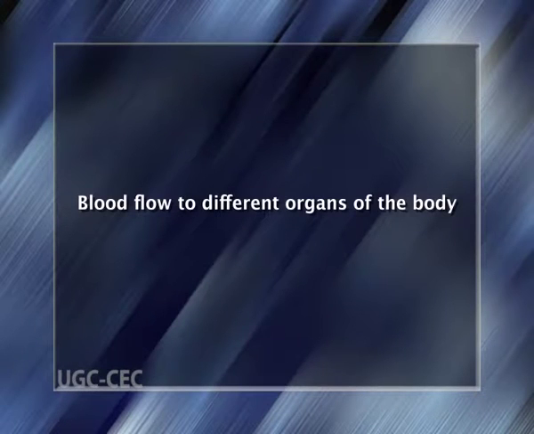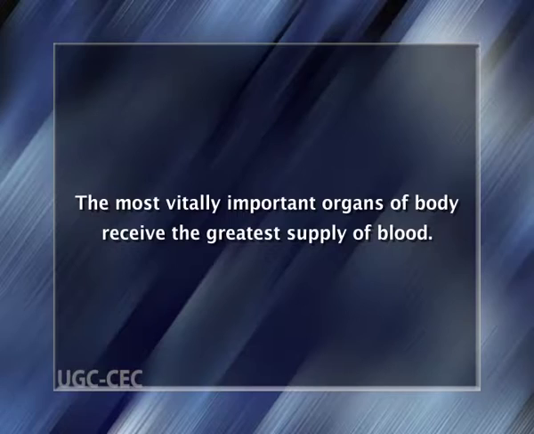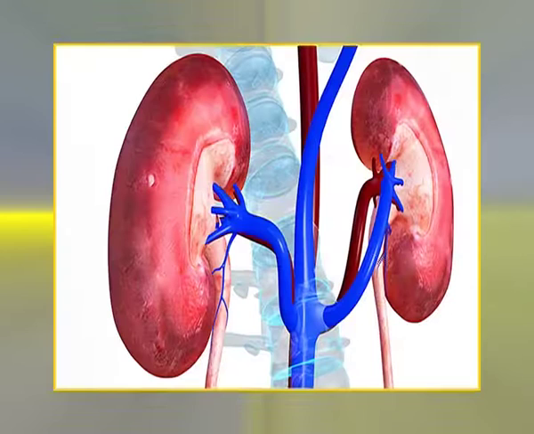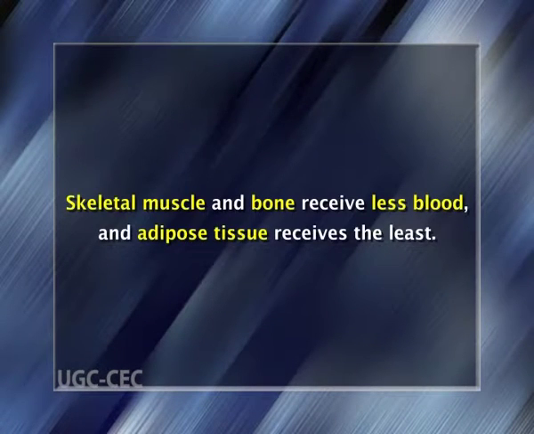Blood flow to different organs of the body is not equal. The most vitally important organs of the body receive the greatest supply of blood. These organs include the brain, liver and kidneys. Skeletal muscle and bone receive less blood and adipose tissue receives the least.